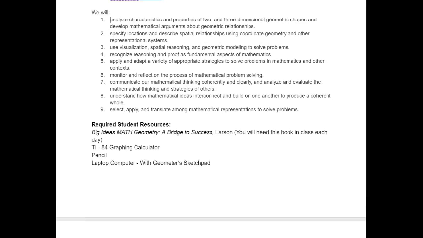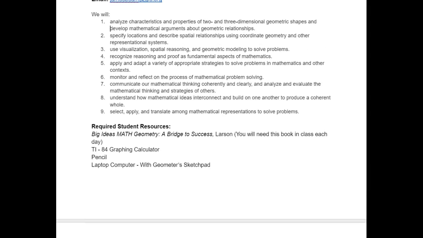I have a list of goals for this course. It is not that complicated. Most of this won't make sense until you're well into the course, so I'm not going to spend a whole lot of time on that.